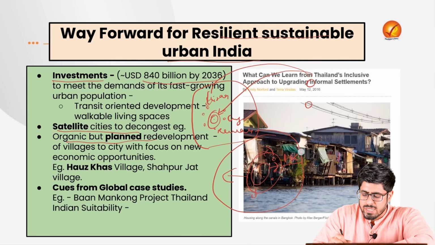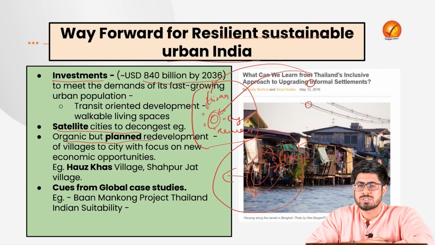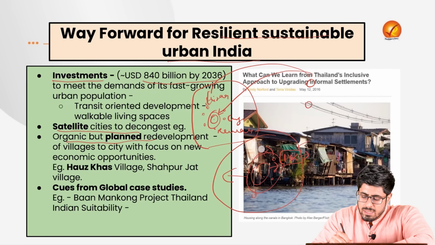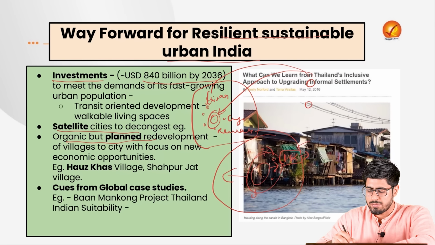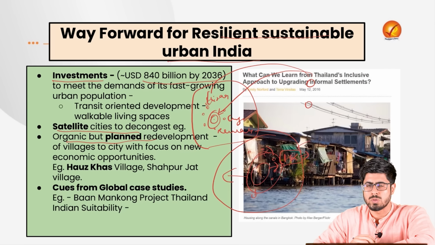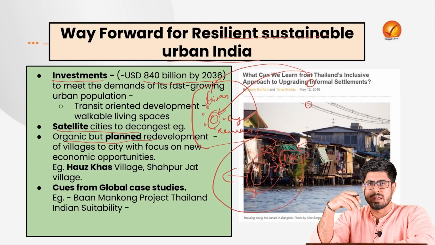Hauz Khas village was actually a village in Delhi. Now you see that it has emerged to be a market. It is one of the fanciest places for a restaurant. We can have a certain degree of planning in the redevelopment of these places also. The villages of Shahpur Jat, the villages of Hauz Khas, these can serve as a model example for having planned redevelopment of the villages around the vicinities of these urban areas.